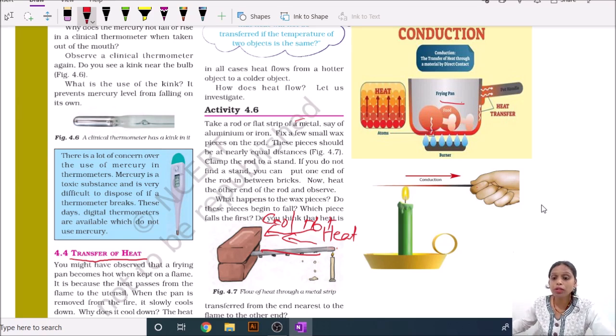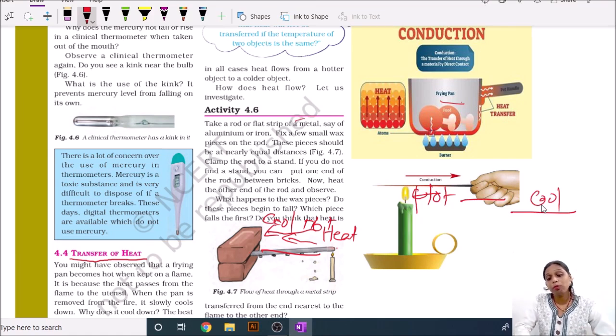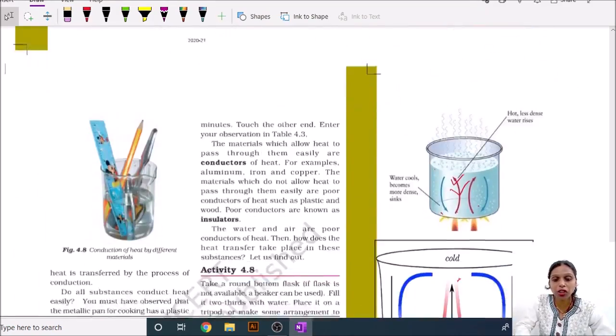It shows that the heat is transferred from hot to cool, and hot to cool, and this type of transmission of heat is called conduction. You can see from this diagram that another type of example of transmitting heat is called convection.